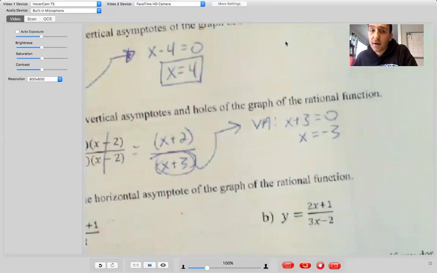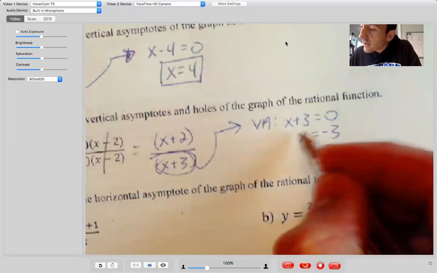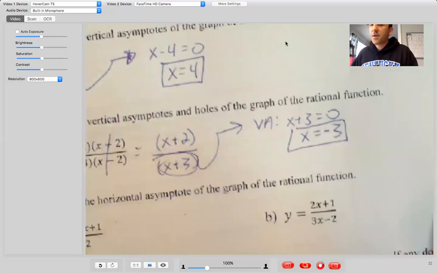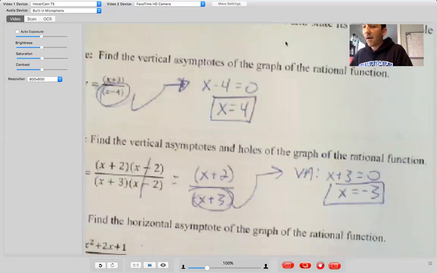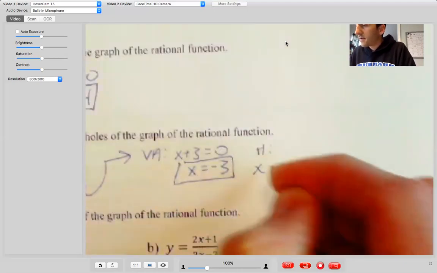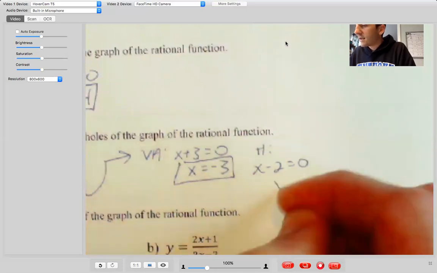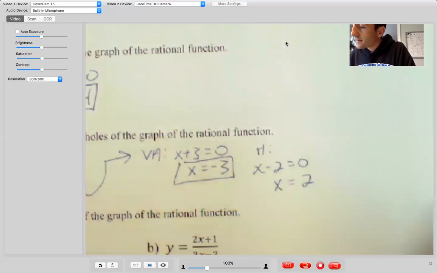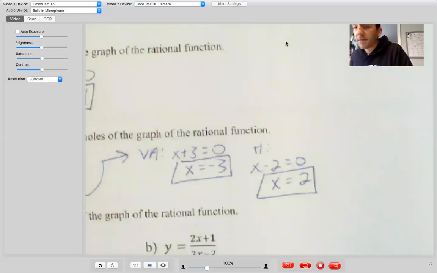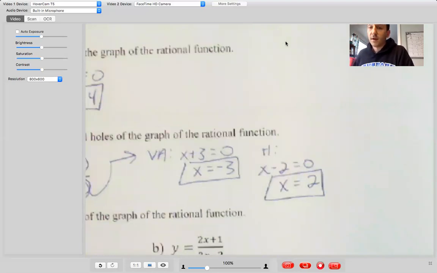Okay, and then the other part, we're not going to set the x minus 2 part to 0 because it's canceled out. So that is where we get our hole in the graph. And again, more on what that actually means once we get into the graphing part. I'm running out of room here. So I'm going to put h for hole and do x minus 2 equals 0 to get x equals 2. So we have a vertical asymptote at x equals negative 3 and a hole at x equals 2.